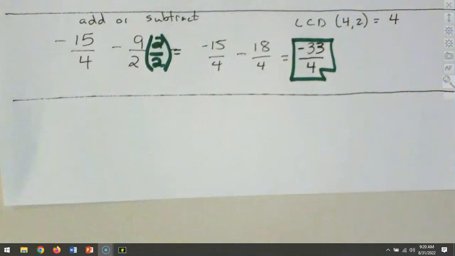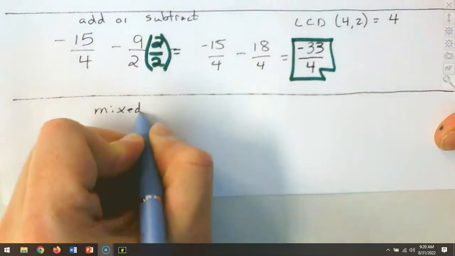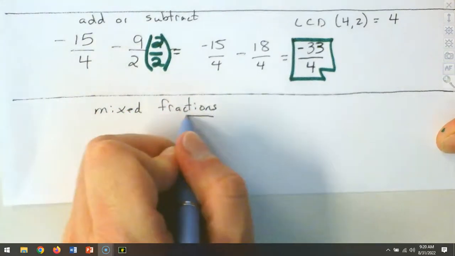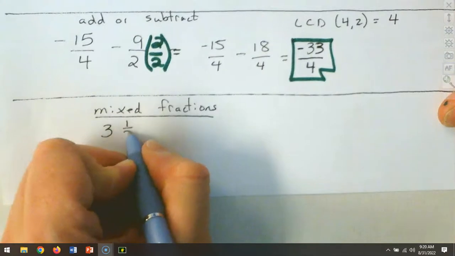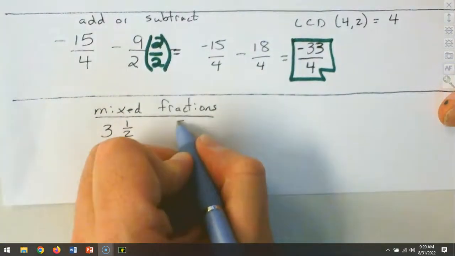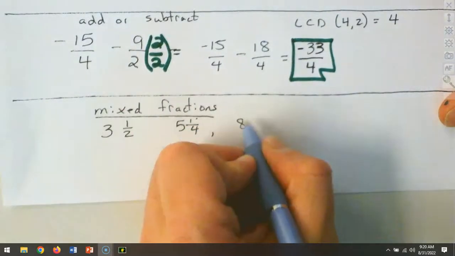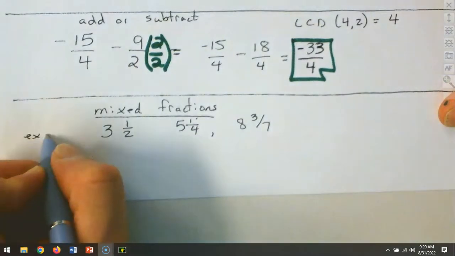Now let's talk about mixed fractions, and how these mixed fractions are going to work. A mixed fraction has a whole part and a fractional part. So this would be an example of a mixed fraction: 3½. That's a mixed fraction. 5 1/4, mixed fraction. 8 3/7, mixed fraction.